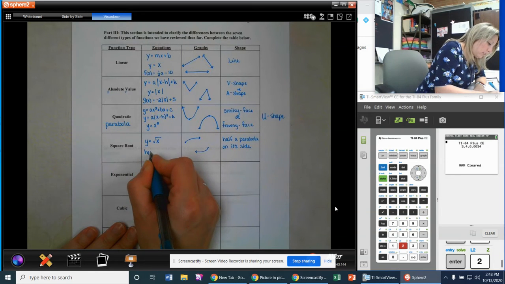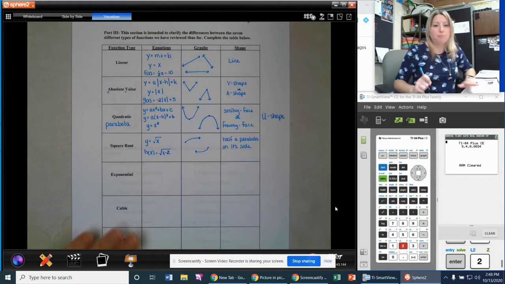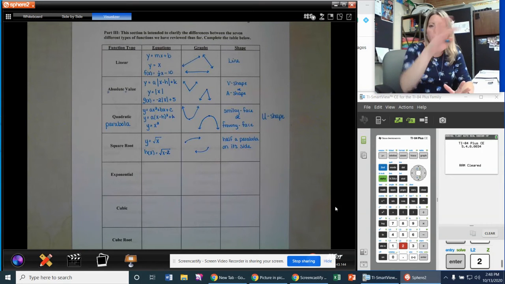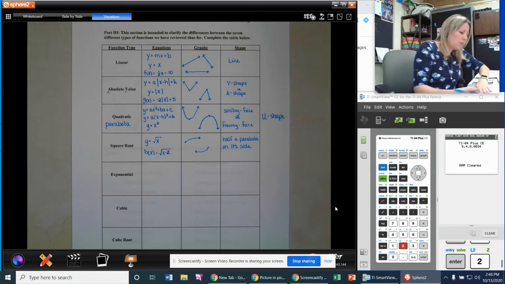Let's do h of x equals the square root of x minus 2. How about I write the 2? There we go. That's the general square root, right? It's just half a parabola on its side. You turn that parabola over and you cut it in half.